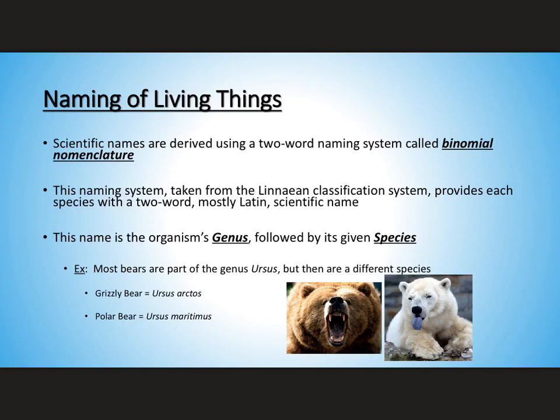Now, the way we do this is called binomial nomenclature, which sounds like a mouthful, but binomial just means to name, and nomenclature just means naming system. All right, so it's a two-name naming system, or a two-name system of naming, technically. Now, again, this comes from the Linnaean classification system. It uses Latin. And the way we do this is we write an organism's genus followed by its species.